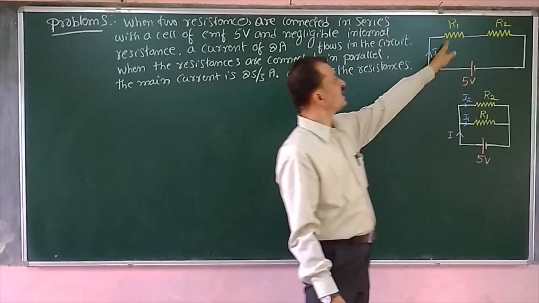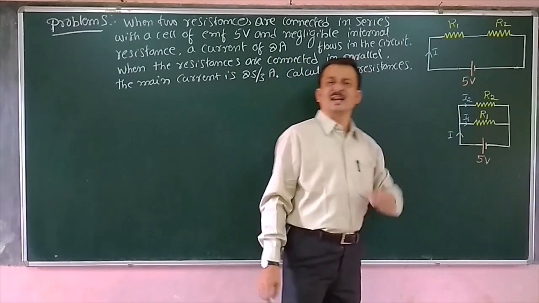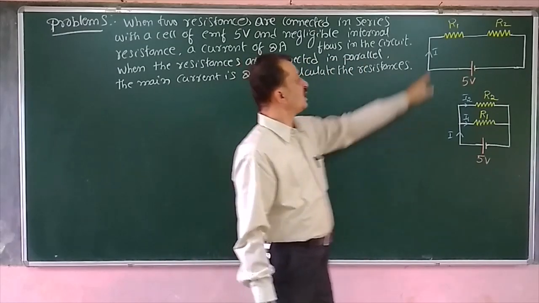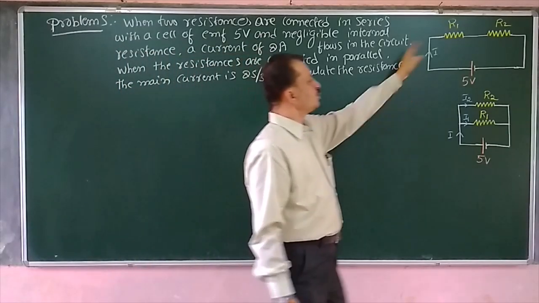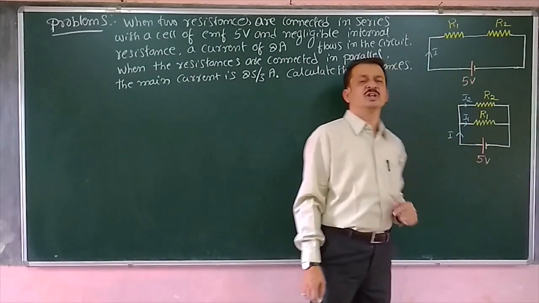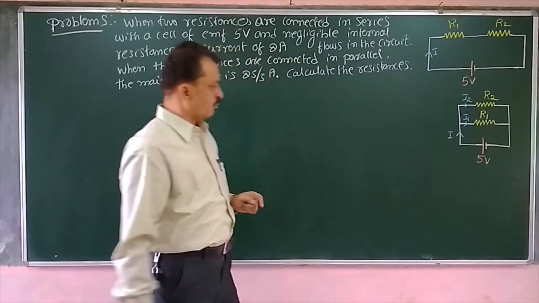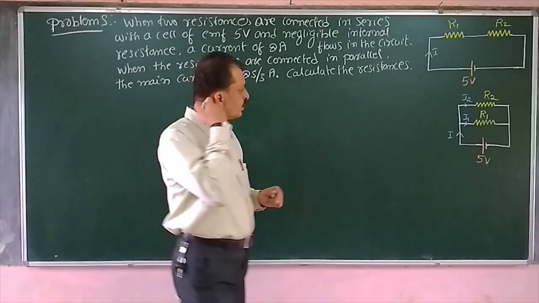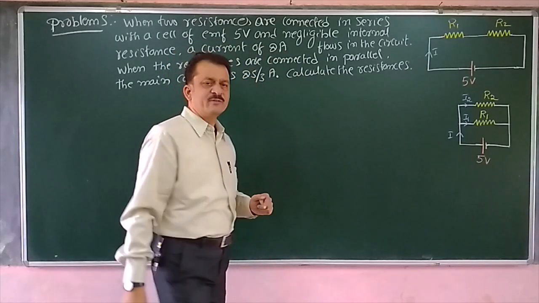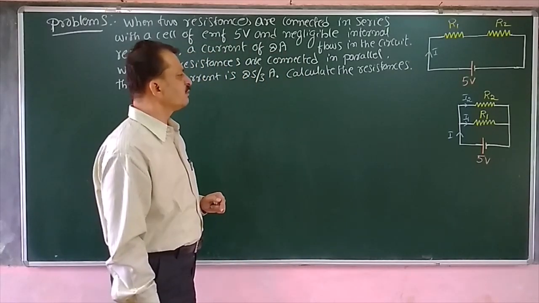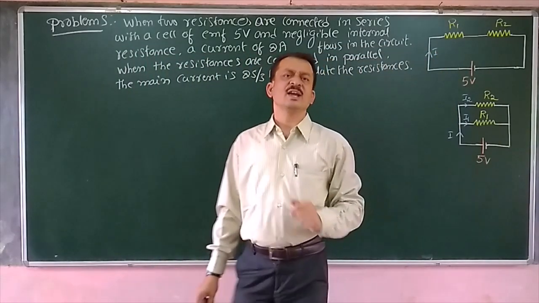In the first case, they are connecting in series combination across a 5 volt battery with a negligible internal resistance. Then the current flowing is given, a current of 2 amps is flowing. When the same two resistors are connected in parallel combination across the same cell of EMF 5 volts with negligible internal resistance, the main current flowing in the circuit is 25 by 3 amps. Now these are the given data. Now we have to work out what is R1 and R2, that we have to calculate.